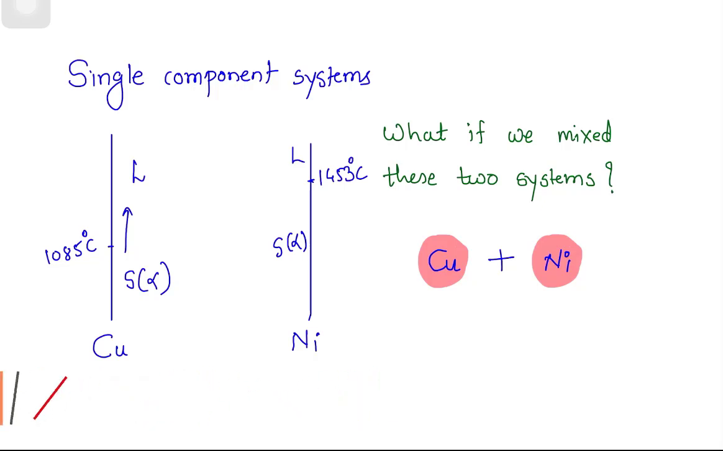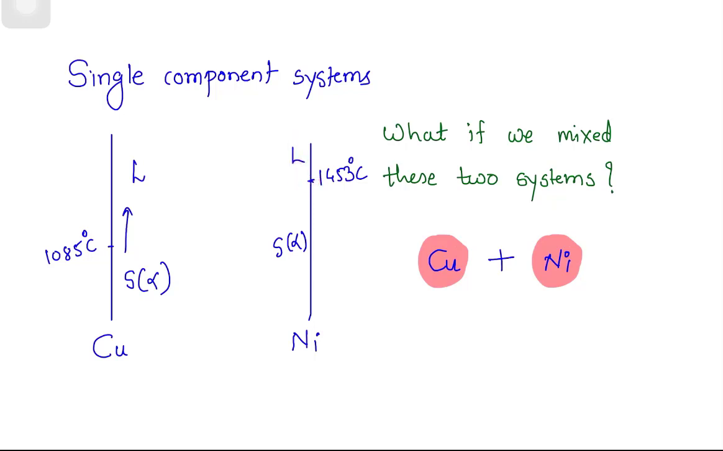Before that we will take an example. Suppose we have a unary element copper and nickel. The melting point of copper is 1085, the melting point of nickel is 1453 degrees Celsius. It means that below 1085 it will be in a solid state. That solid will be called alpha. Above that it will be in a liquid state, that we call L. Similarly for nickel, below 1453 it will be a solid, that we call alpha. Above 1453, since this is the melting point, it will be a liquid.